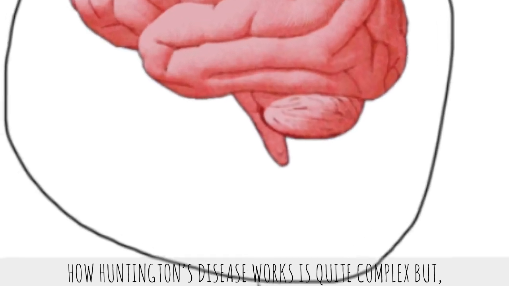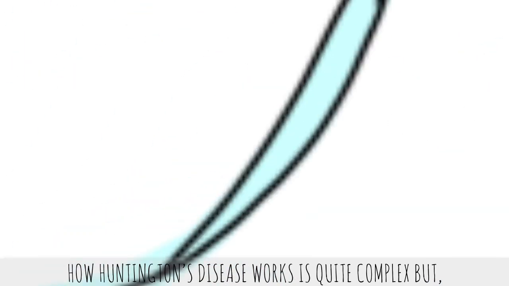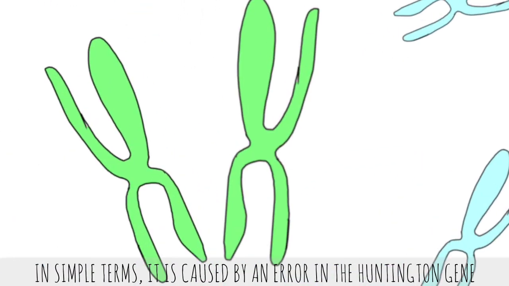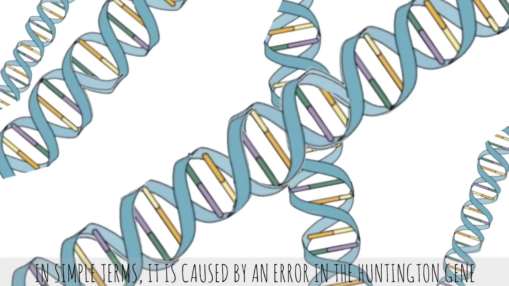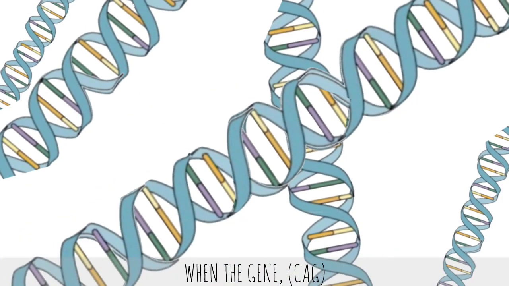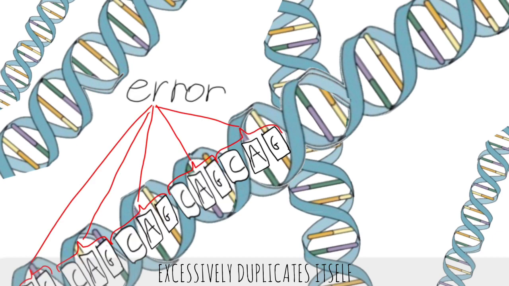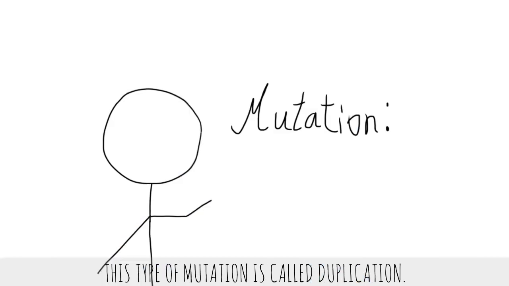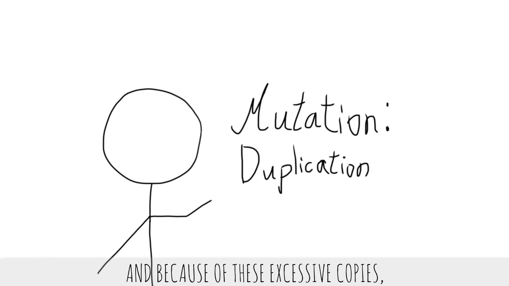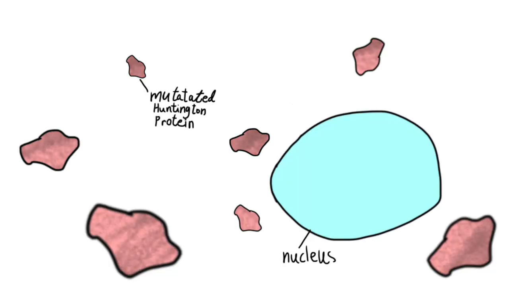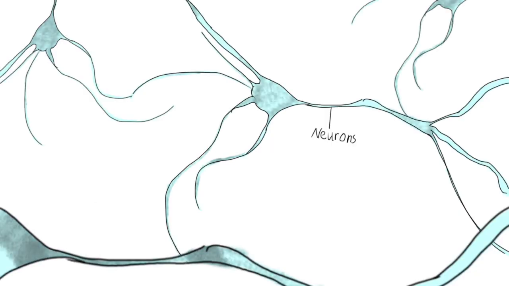How Huntington's disease works is quite complex, but in simple terms, it is caused by an error in the Huntington gene. When the CAG sequence excessively duplicates itself, this type of mutation is called duplication, and because of these excessive copies, mutated Huntington proteins are produced, ultimately interfering with their transport networks and permanently damaging the nerve cells.